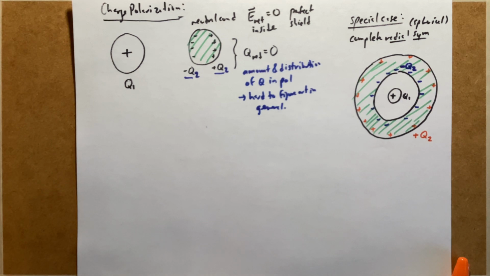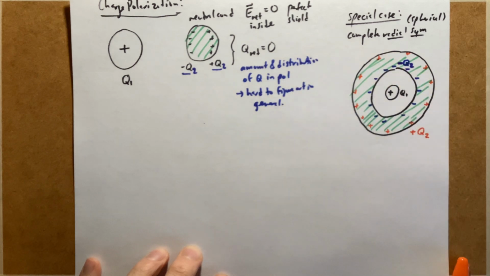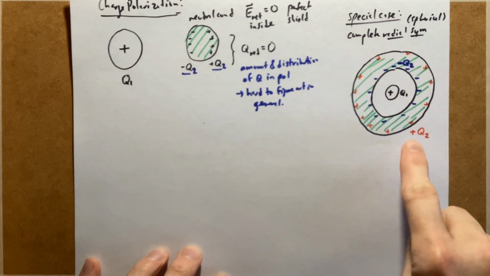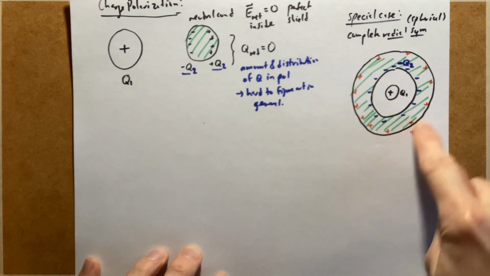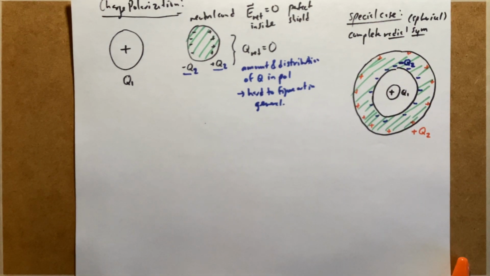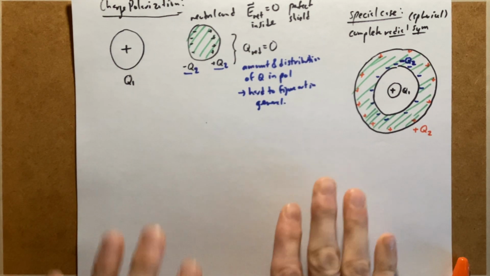So here I have this green conducting shell, okay, is still neutral, because while the charge has polarized into minus Q2 on the inner edge and plus Q2 on the outer edge, the overall charge is still 0. Same reasoning as over here. Okay, so now what?